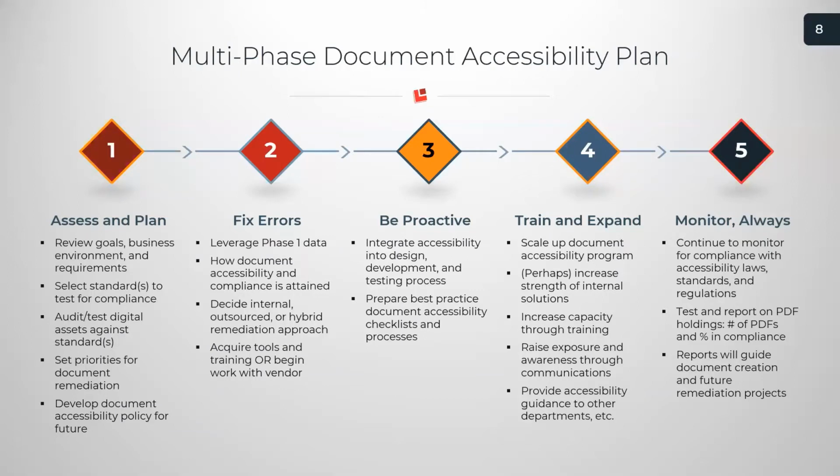The proactive part is really about making accessibility part of how your organization does business, part of your culture. So we're going to talk about that one. And then creating and expanding a training program, because you're not going to do this completely outsourced. You're probably going to want to do some in-house work as well, so we'll talk about that. And then finally, how you do the monitoring to assure that you are continuing to be in compliance going forward.